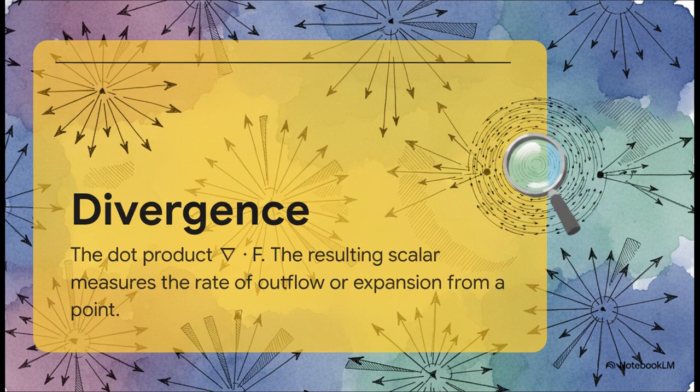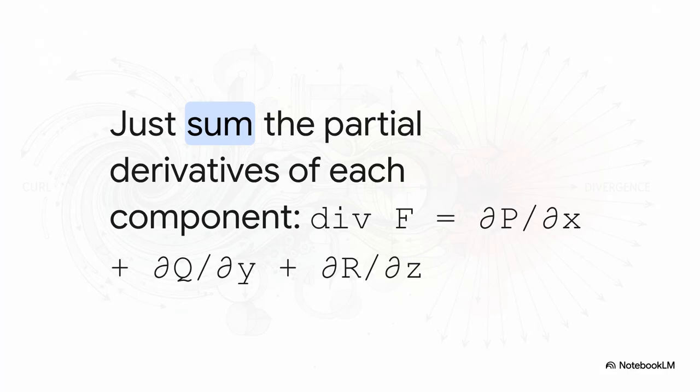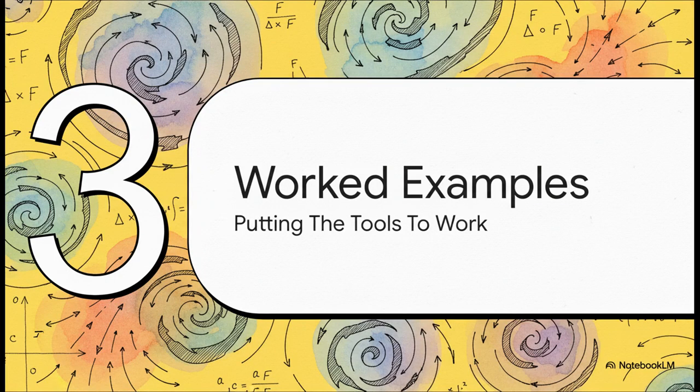If it's positive, the field is expanding, like a source. If it's negative, it's contracting, kind of like a sink. And check it out, the formula is way more direct. You just take the partial derivative of the first component with respect to x, add it to the partial of the second with respect to y, add that to the partial of the third with respect to z. Boom, you're done.